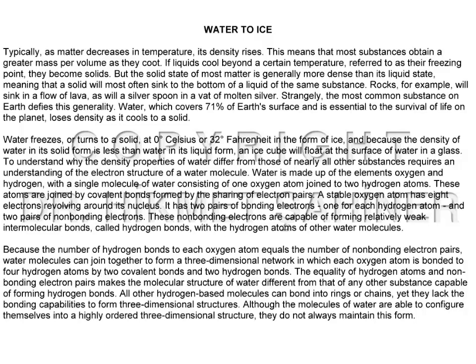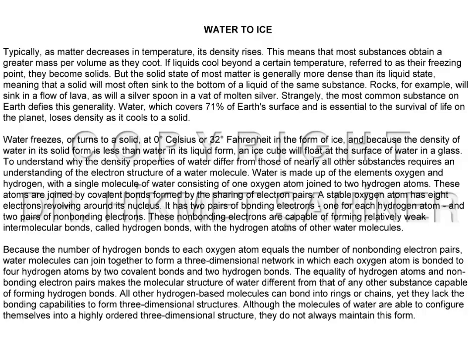Water freezes or turns to a solid at 0 degrees Celsius or 32 degrees Fahrenheit in the form of ice, and because the density of water in its solid form is less than water in its liquid form, an ice cube will float at the surface of water in a glass. To understand why the density properties of water differ from those of nearly all other substances requires an understanding of the electron structure of a water molecule.